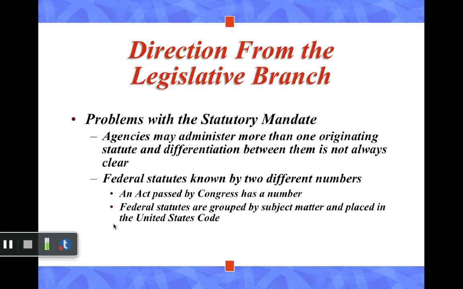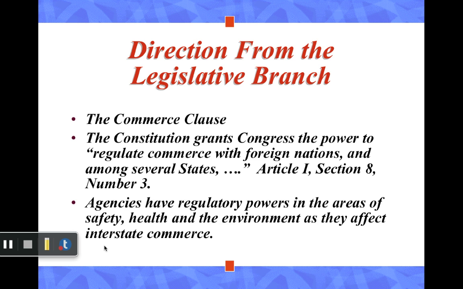Now, there are some problems with the statutory mandate as you read it and look into it a little bit, and sometimes agencies have to administer more than one originating statute, and differentiation between them is not always very clear cut because Congress does pass a lot of laws and some of them overlap each other. But a more common problem, especially with students in the class, is that we'll have a copy of the OSHA Act that you'll have an opportunity to read next week, and it has a number on it. And this number deals with the number that the Act was assigned when it was passed by Congress. Once it's codified and put in the United States Code, it has a different number. So you have to learn the federal terminology system a little bit, which can be cumbersome and confusing until you get used to it.